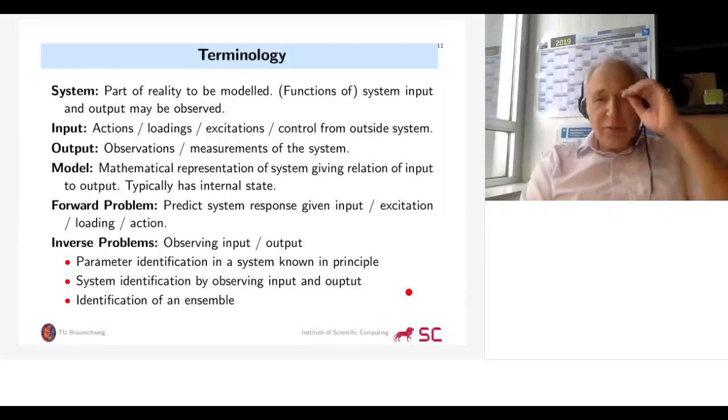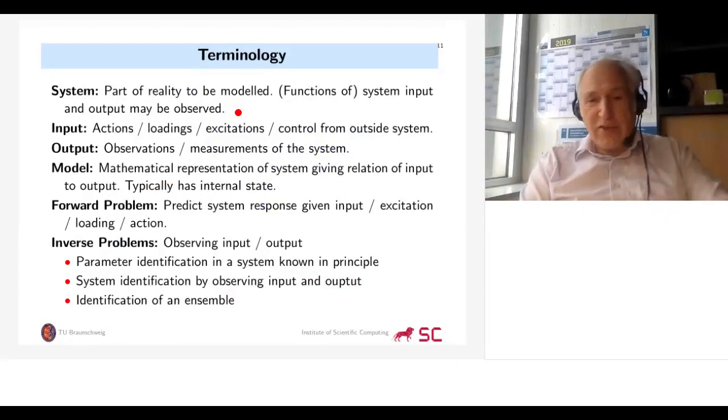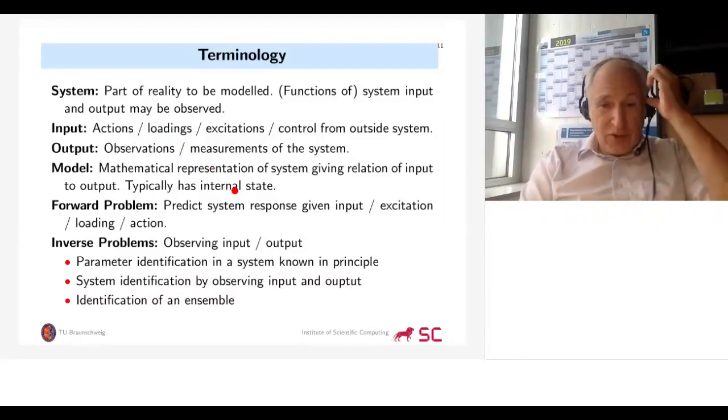Just a little bit of terminology. A system is the part of reality which we are modeling. It has an input, typically some actions or things we're not certain about, and then we can observe an output of it. We compare this with what happens in reality. The inputs are actions or loadings, or excitations, or control from outside, and the outputs are observations or measurements of the system. The model itself is a mathematical representation of the system.